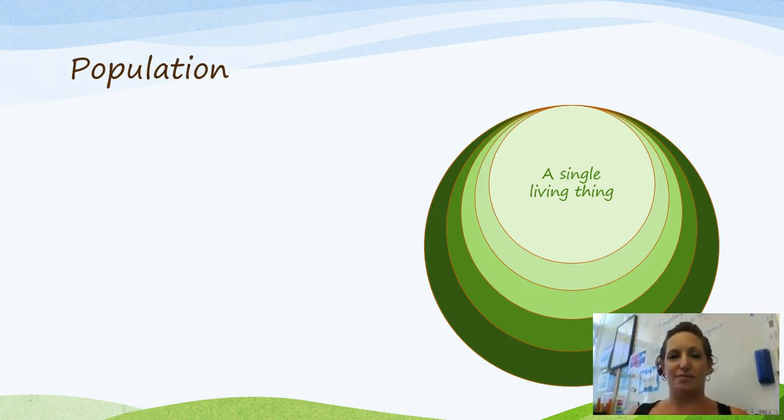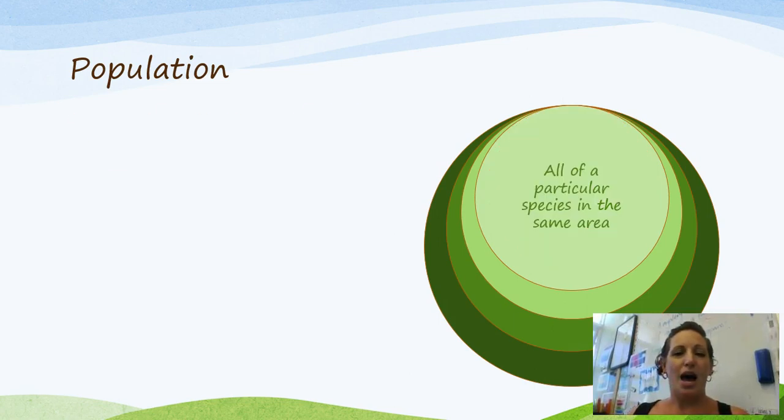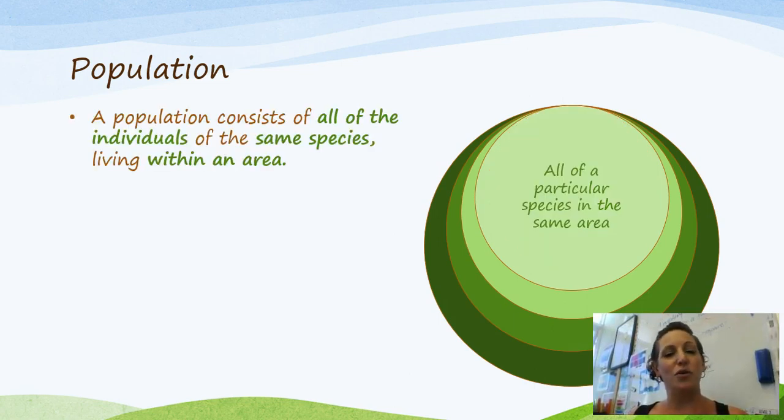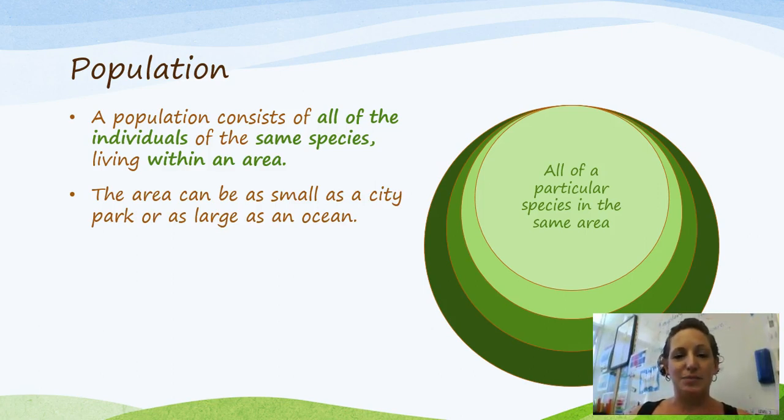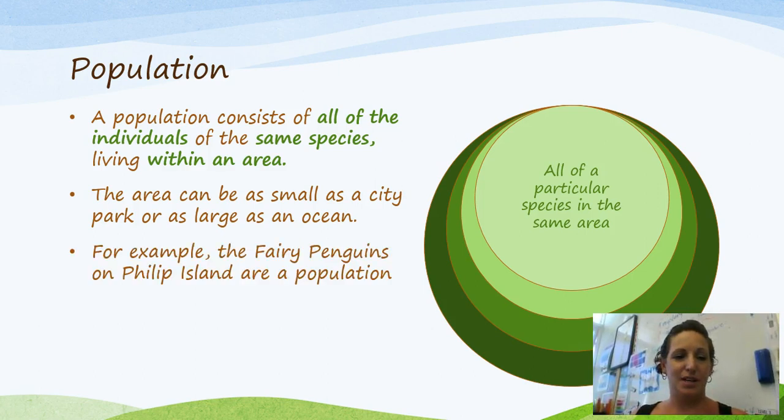Next we move on to population. So within a population we still have organisms. But a population consists of all the individuals of the same species within a specific area. The area can be as small as a city park or as large as an ocean.